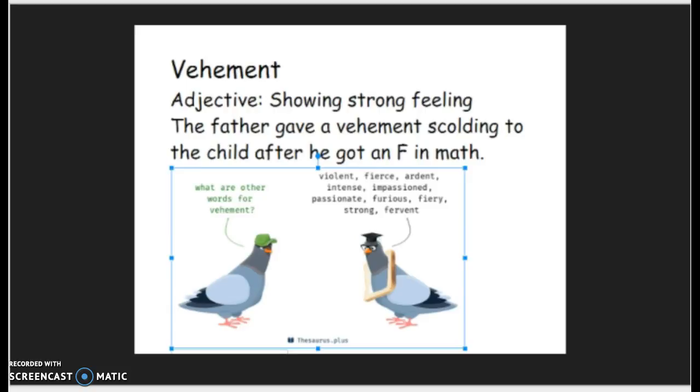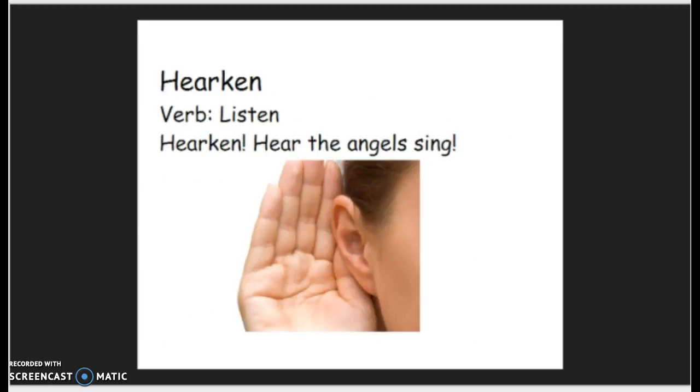And then I also would have an example of where you could use a picture. So I use hearken as the example I would show students, and it means listen. And my example sentence is hearken, hear the angels sing. Here I also use the context clue of hear in the sentence to help define what that word means, and also a picture of a hand cupping the ear so that students can understand that it's about listening or having to do with the ear.